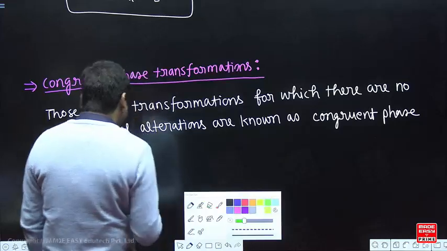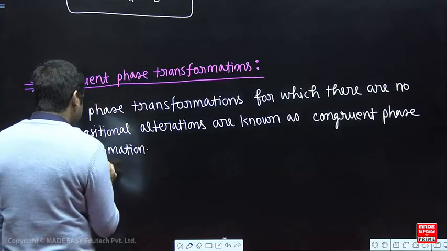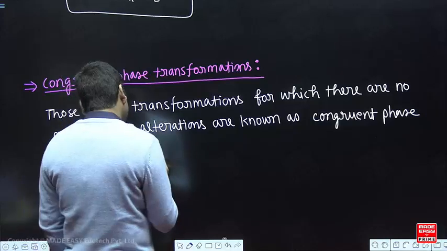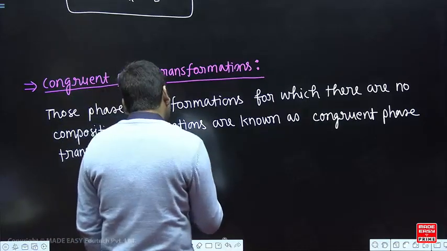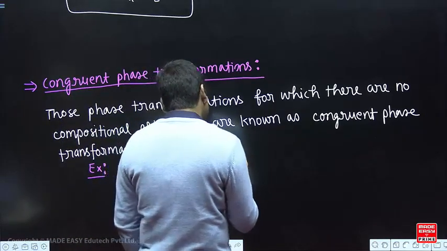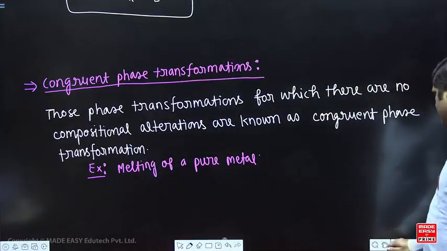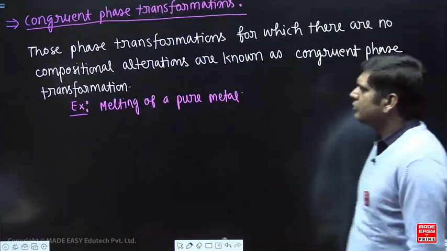इसका एग्जाम्पल है मेल्टिंग ऑफ अ प्योर मेटल. Melting of a pure metal. There is no compositional alteration, but phase will change.